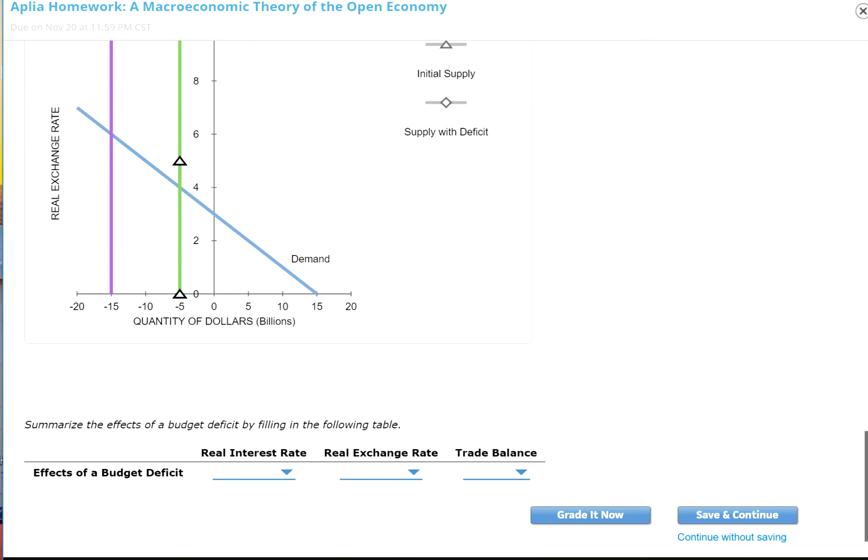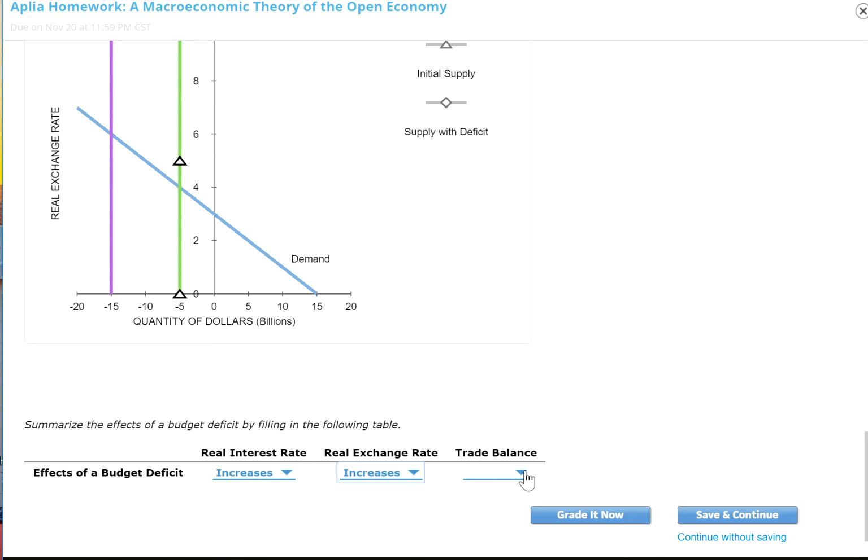All right, let's answer the last question. When you have a budget deficit, your real interest rate will increase because government saving goes down, then the supply of loanable funds decreases, therefore the real interest rate goes up. And then your real exchange rate also goes up. That's because when the interest rate goes up, your domestic investments are more desirable, so more foreign investors put money into your country, so demand for currency goes up, therefore the exchange rate goes up.